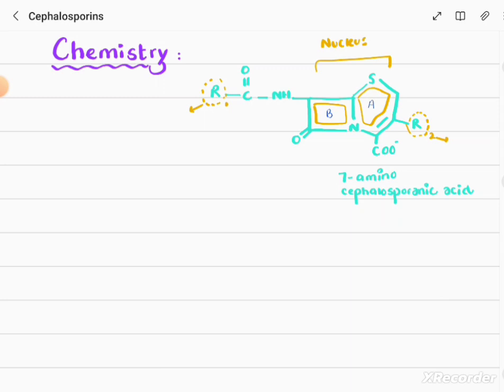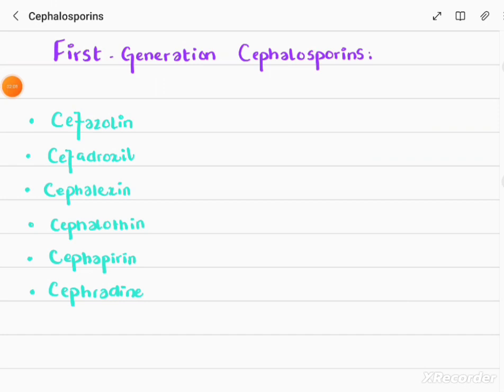Now we'll move towards the classification of the cephalosporins. They are classified into 5 major groups on the basis of their spectrum of antimicrobial activity. We'll discuss each group separately and go into the details. The first generation is the first class of cephalosporin. It has 6 drugs.